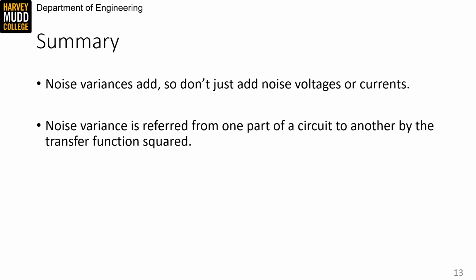So in summary, noise variances add, so don't just add noise voltages or currents. And noise variance is referred from one part of a circuit to another by the transfer function squared.